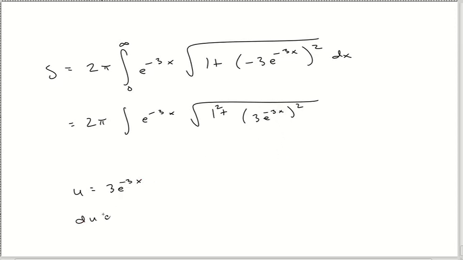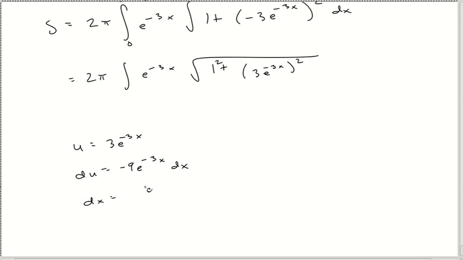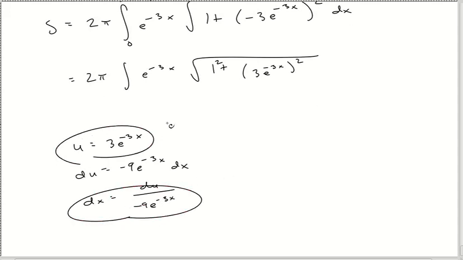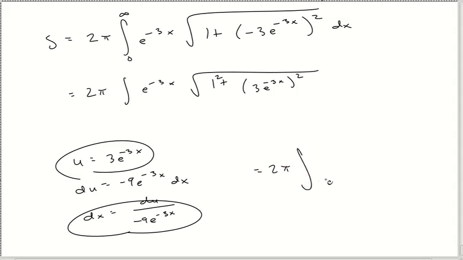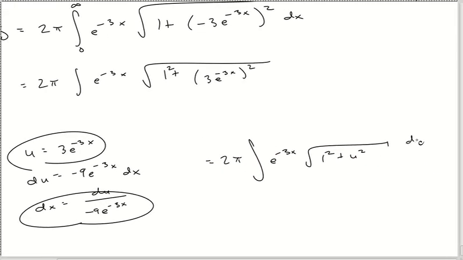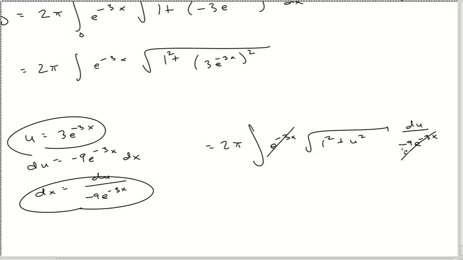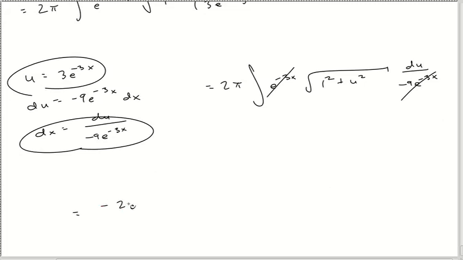Okay, so my du, again, my derivative of this guy, 3 comes down. I got a negative 9e to the negative 3x dx. So my dx is equal to du divided by the negative 9e to the negative 3x. I'm going to use these two right here and plug them in. So 2 pi integral e to the negative 3x square root of 1 squared plus u squared. And then I got my du divided by negative 9e to the negative 3x. These guys cancel out right here. The 9 can come to the front. So negative 2 pi over 9 integral now of 1 squared plus u squared du.